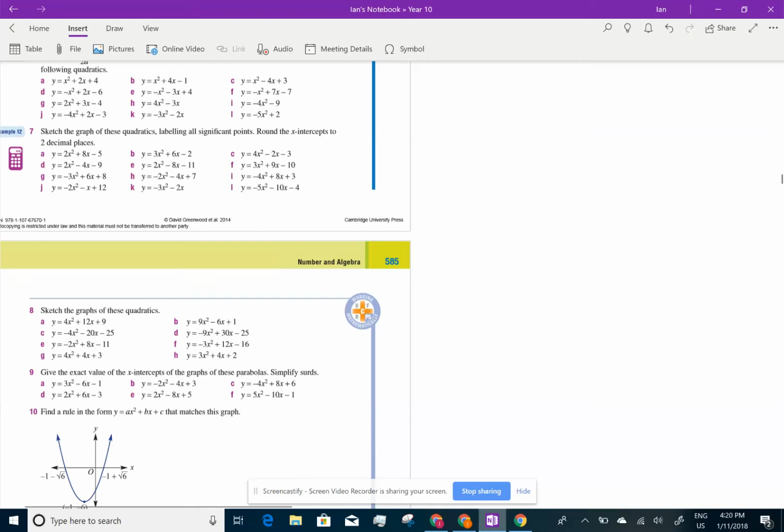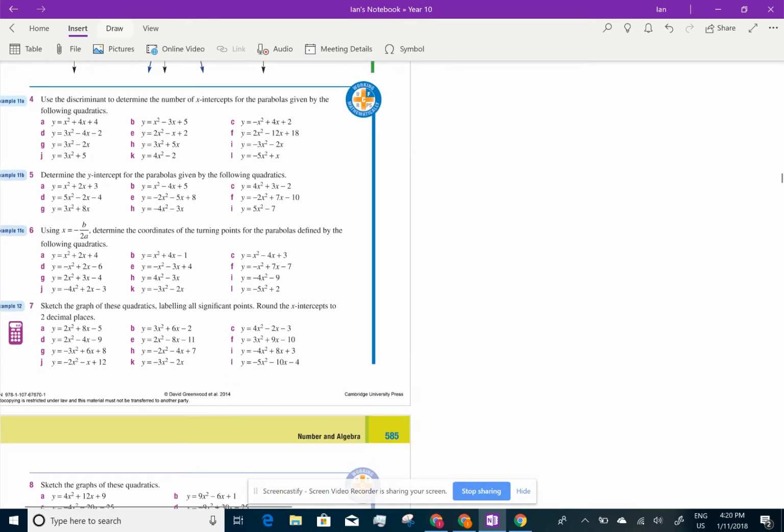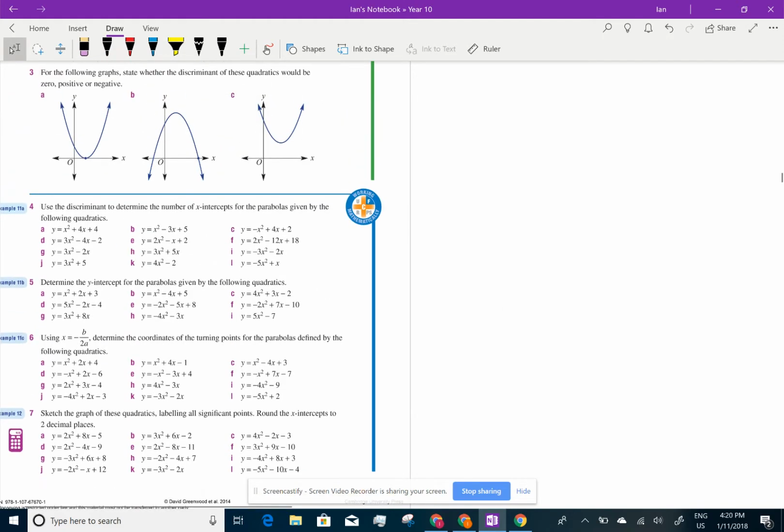I'm going to go over methods for sketching quadratic equations. I'm only going to do a couple of these. I need you to spend time doing them so you can work out what you're going to do. Now remember our 4 steps. I'm just going to write them up here.